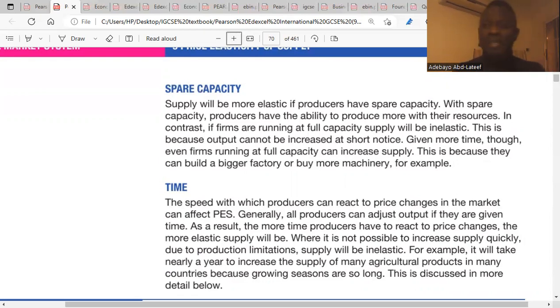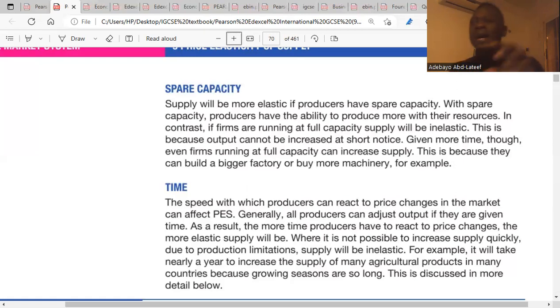But if firms are already operating at full capacity, it means they cannot change the quantity supplied in the market. This will result in the PES being inelastic. Do you get the point here?